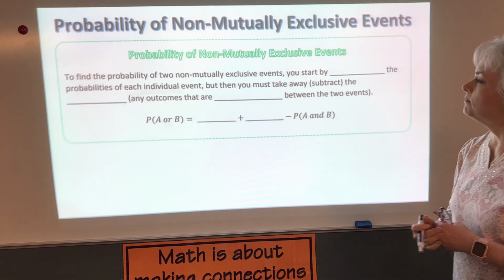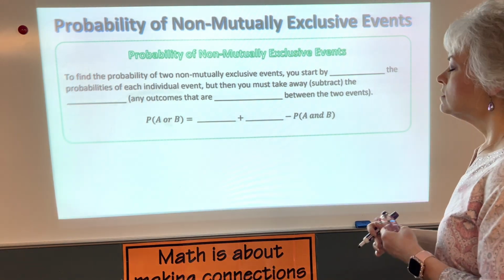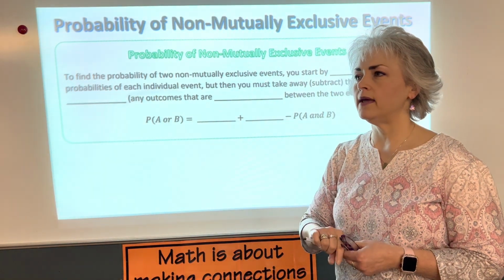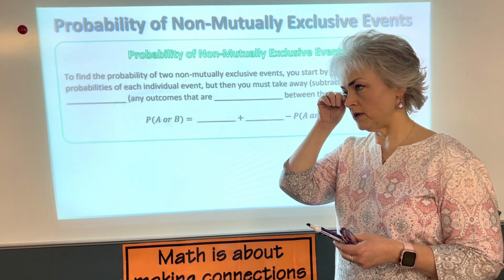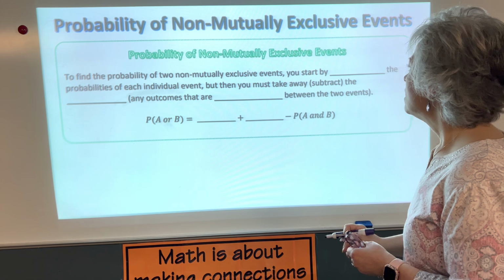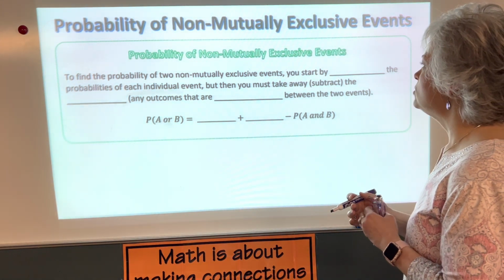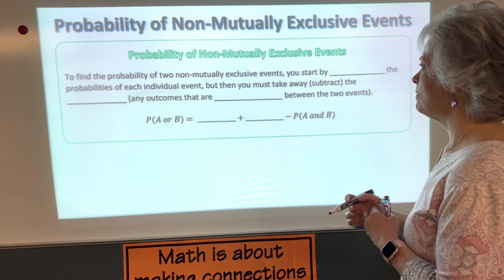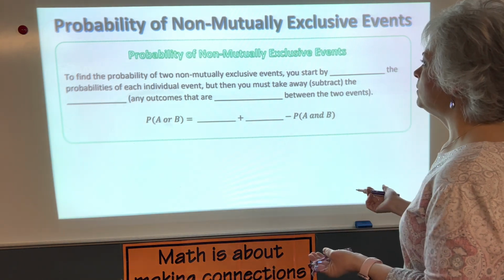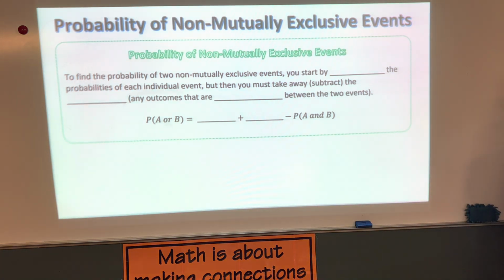Okay, so the probability of non-mutually exclusive events. We're going to talk about this a little bit, but it's not the big part of what we need to know with mutually exclusive events. To find the probability of two non-mutually exclusive events, you start by adding the probabilities of each individual event. All right.